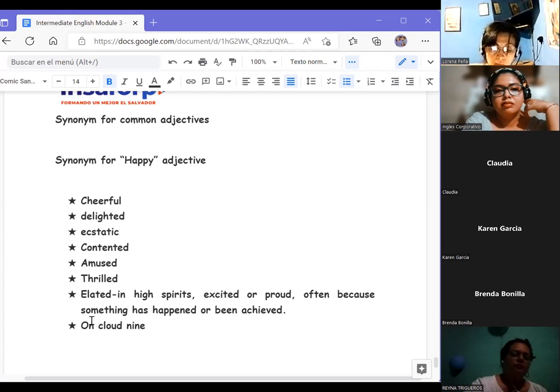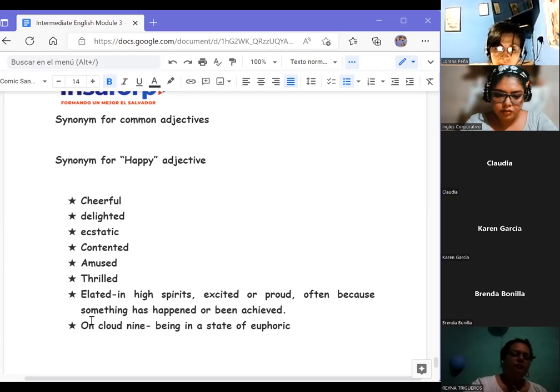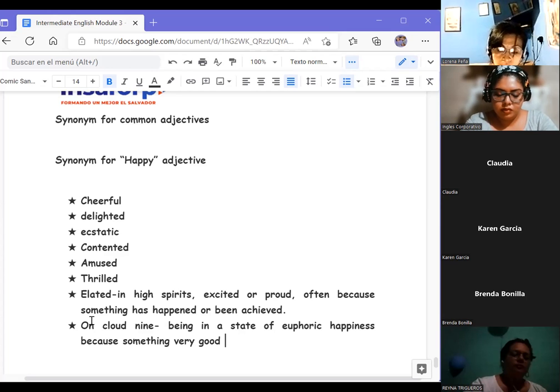That is something very different. So it says, being in a state of euphoric happiness because something very good has happened to you. Es estar como en las nubes de la emoción. And also, I'm going to write the meaning of this kind of statement. So we have the meaning there.